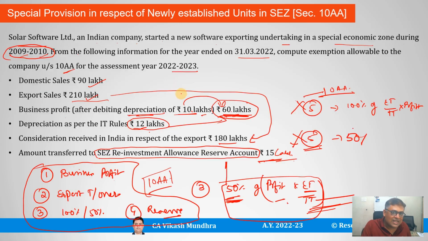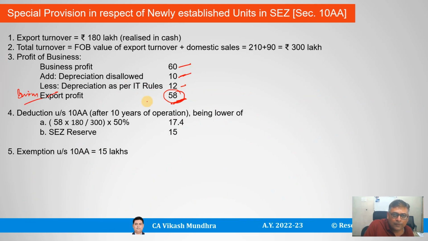Now comes the export turnover. The export turnover for the purpose of section 10AA is considered the amount realized. This one is not considered as export turnover. This one is considered as export turnover, that is money realized in India. Consideration received in India is considered as export turnover. That means 180 shall be considered as my export turnover.